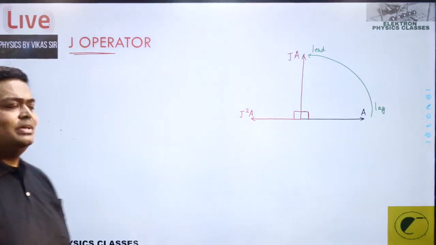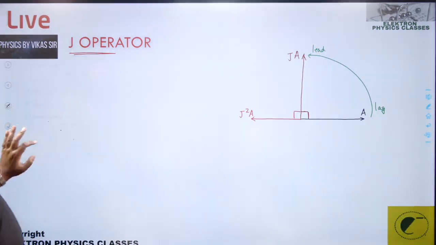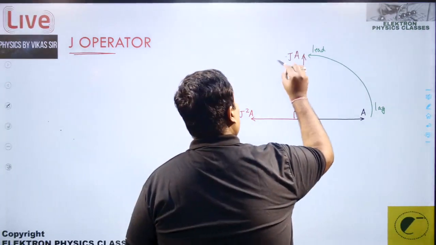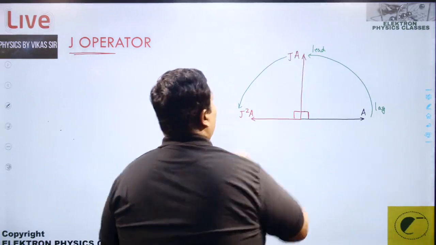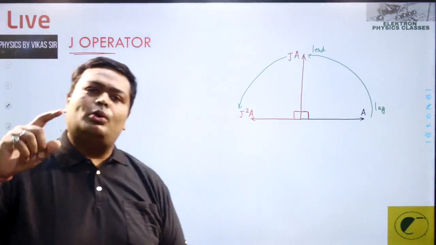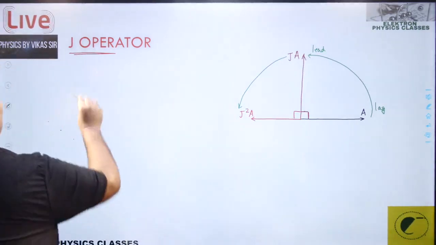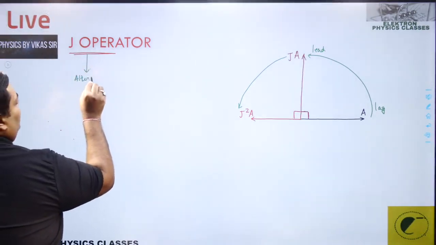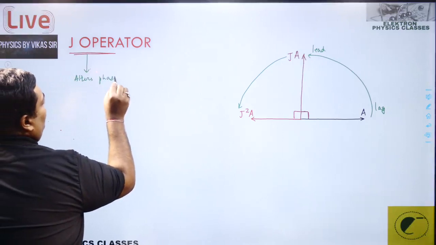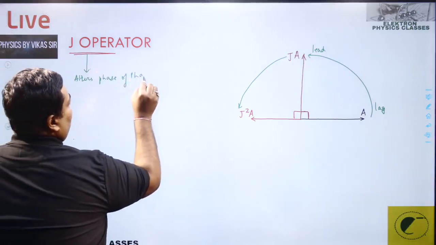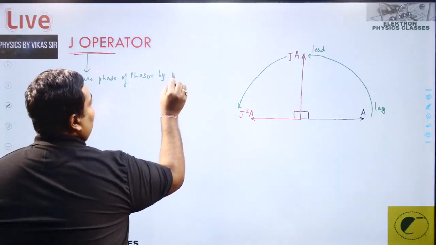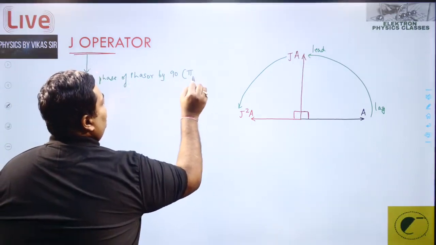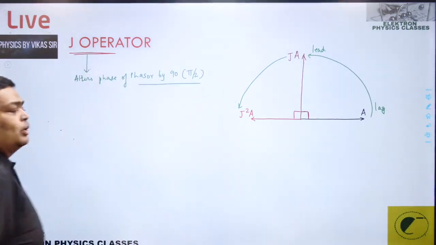So that's pretty cool, sir. What are you doing? Sir, I am just increasing the phase, but I am allowed to do it only by 90. So what does the J operator do? It alters the phase of the phasor by 90. That means pi by 2. That is what a J operator is.